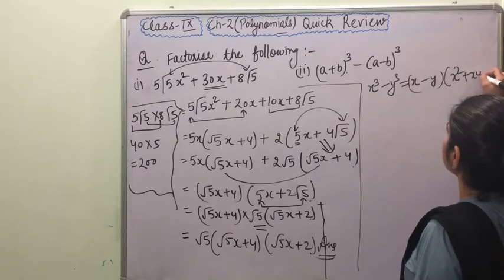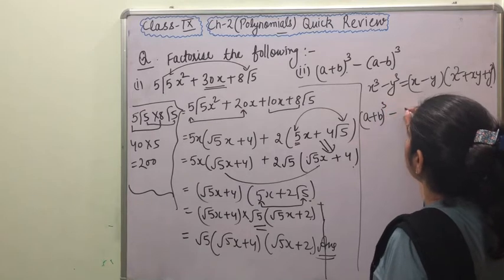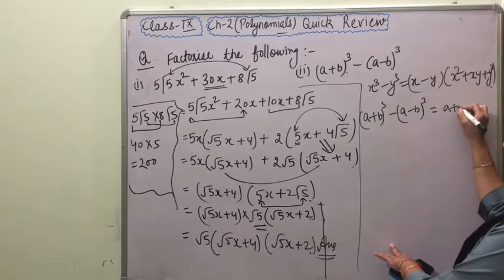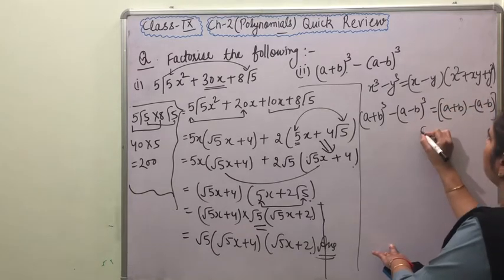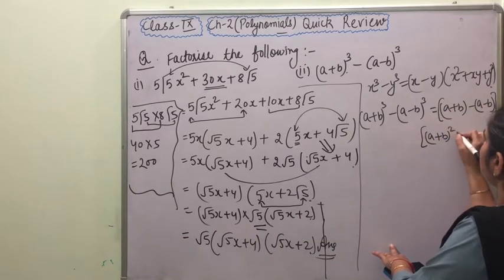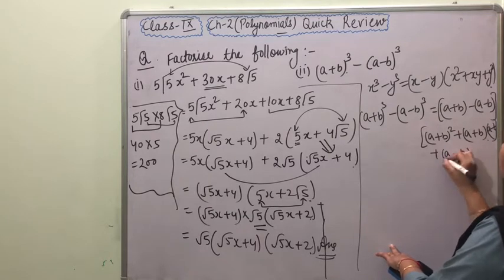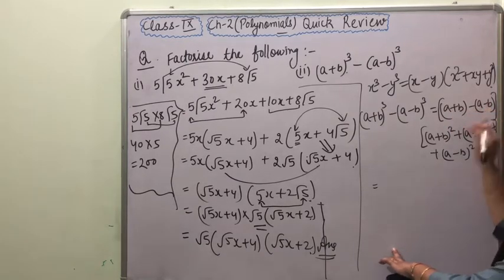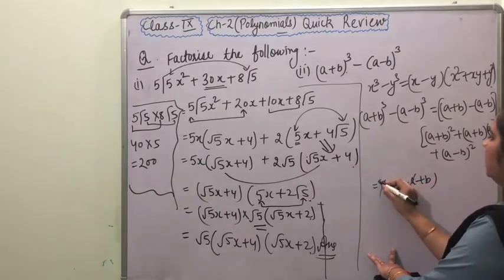x square plus xy plus y square, which is equal to first term cube minus second term cube, which is equal to first term minus second term, a plus b minus second term, into a square, a plus b whole square, ab first into second, a minus b, plus y square, second term whole square. We can write here, when we open the bracket, negative sign is there, sign will be changed, a plus b minus a plus b, negative negative cancel.